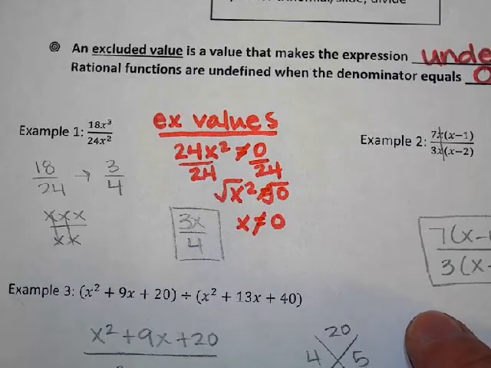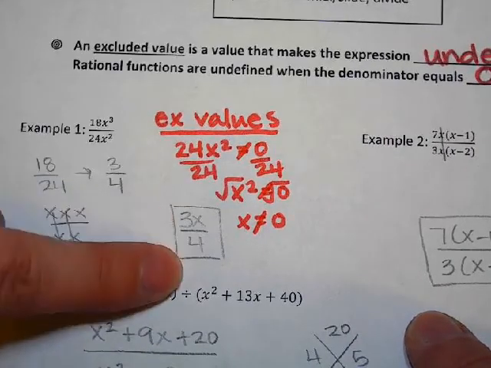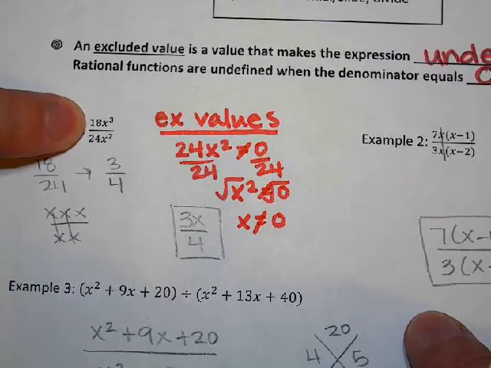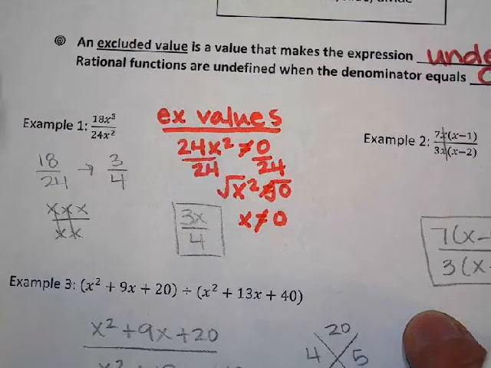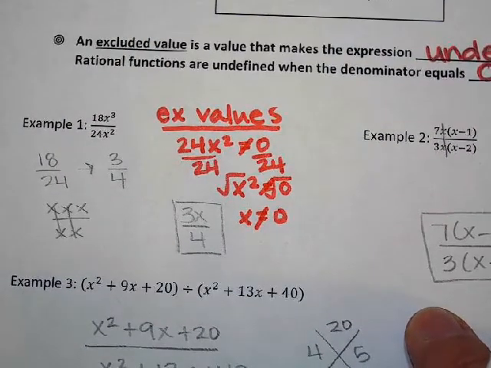If you solve it the other way too, that's 0 over 0, which is not a number. It's undefined. It's an indeterminate form that is undefined. All right, let's try the next one.